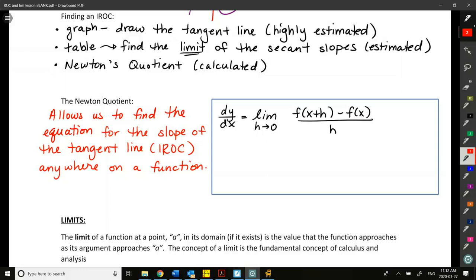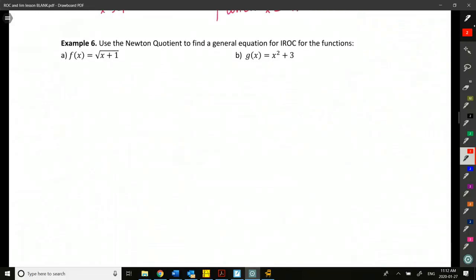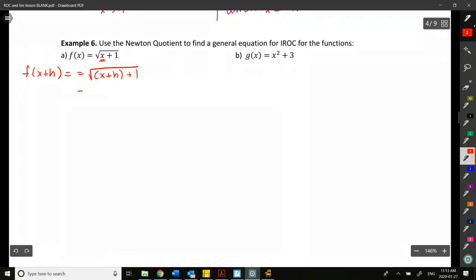Okay, can I scroll? We're all good? Okay. Let's scroll back down. So in order to use the Newton quotient, I need f at x, and I also need to know f at x plus h. If I want to find f at x plus h, what is this telling me to do in my function? Okay, so in place of x, I'm plugging in x plus h, right? So where this x is, I'm plugging in x plus h plus 1. So really I can just write it as x plus h plus 1. That's what f at x plus h is.